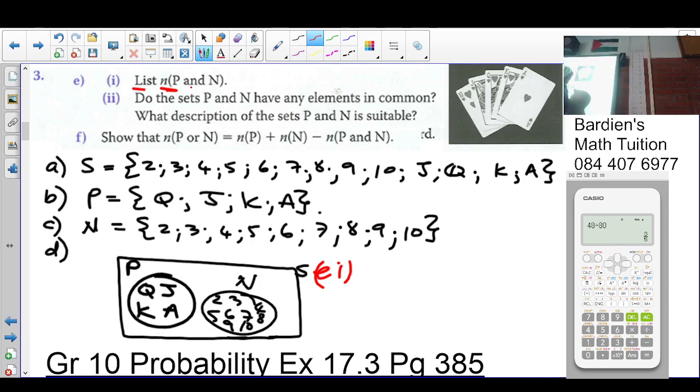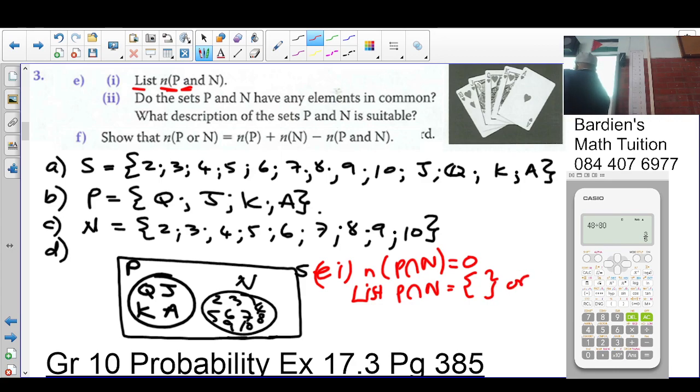As you can see, for P and N, we must look where it overlaps. Is there any overlapping there? No. So the answer is 0 if it is number. If the question was what is the number of P and N, it will be 0. But if they ask you to list P and N, that would simply be an empty space or a 0 with a line through it. You see the difference? That's why they can't ask you to list the number. Okay? There's a difference there.